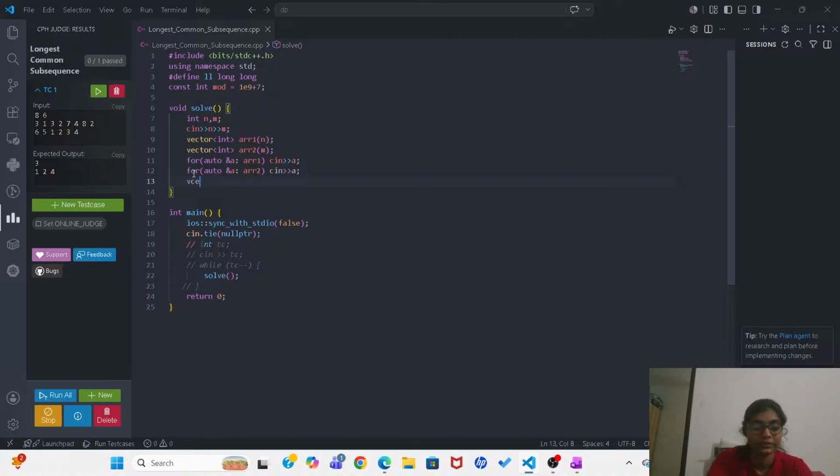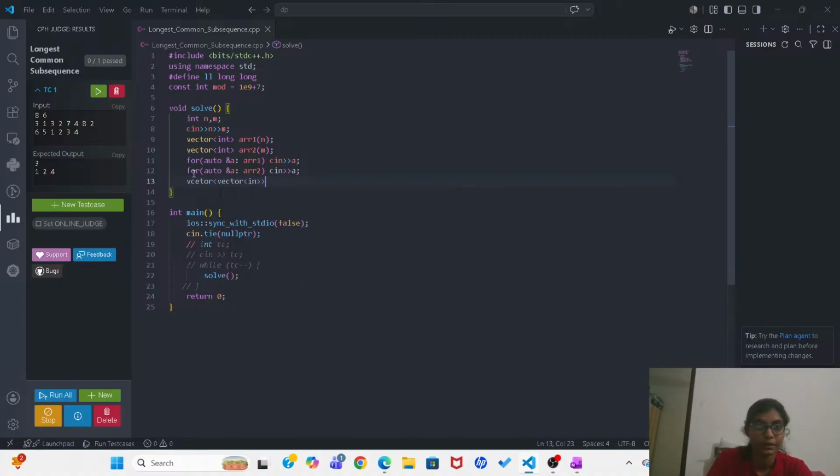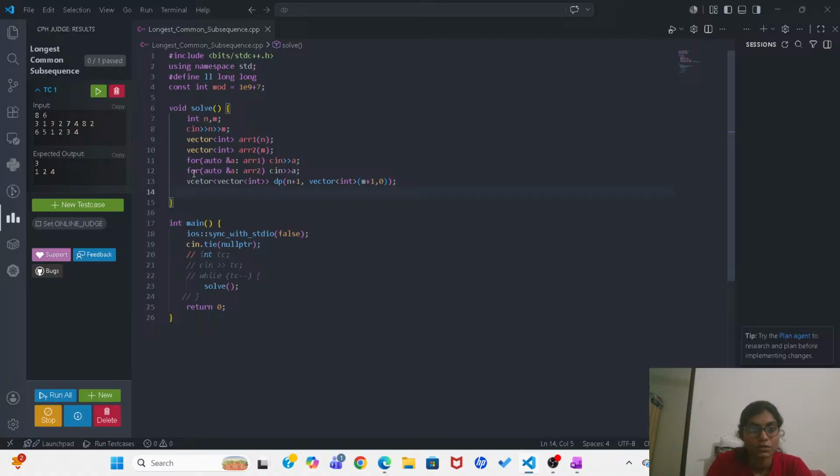So now let's define the DP table, a vector of vectors of int, with dimensions n plus 1 by m plus 1, initialized to 0. As we kept 0, the base cases were already there.